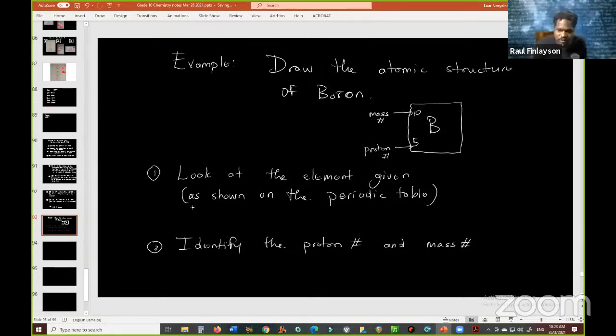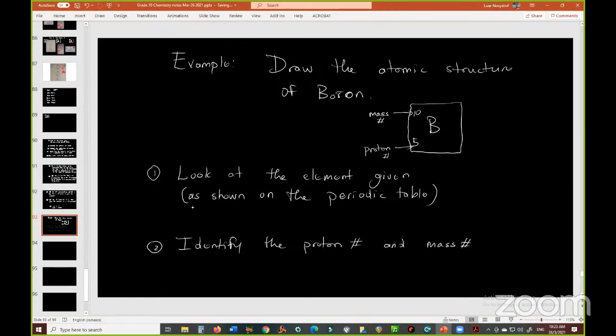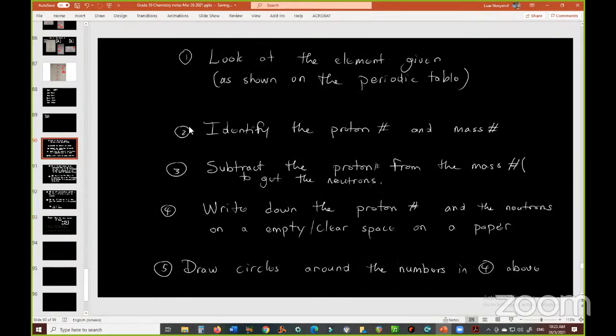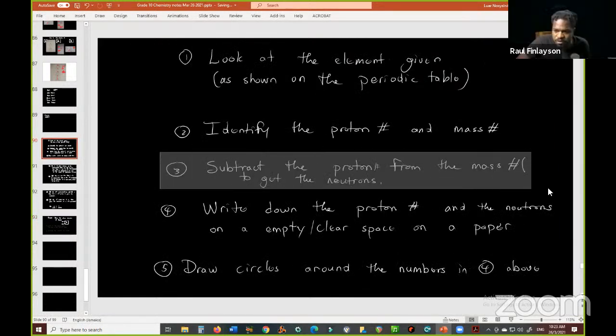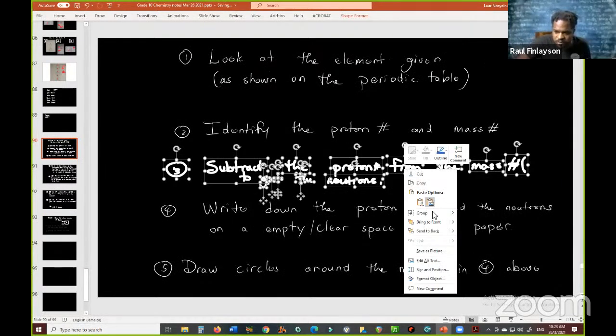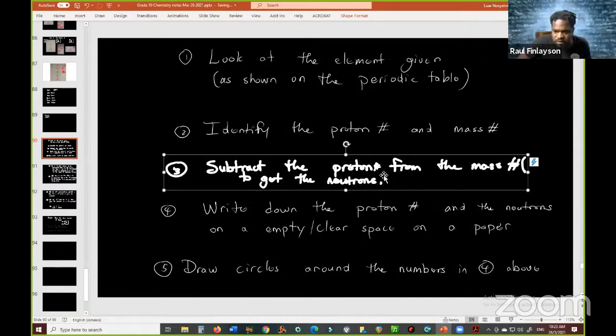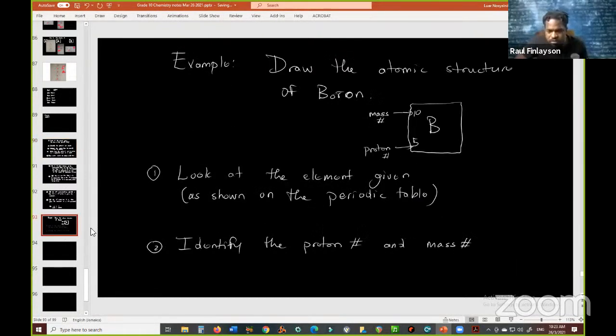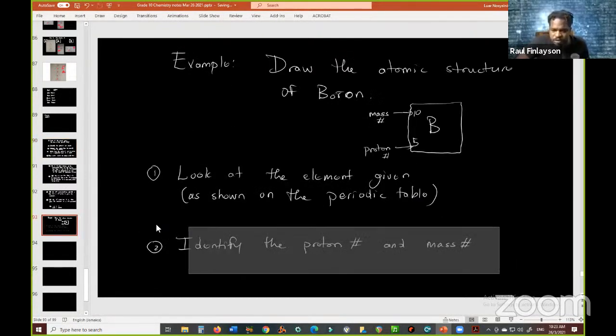Everybody see that? Number 2, second step. All right. Third step says now you're going to subtract the proton from the mass number. So we group this together. All right. So, bam, now with step 3.